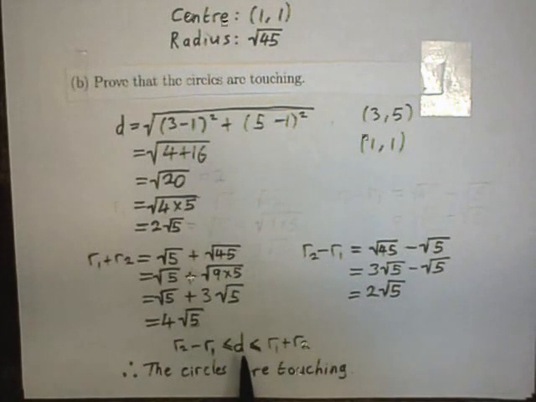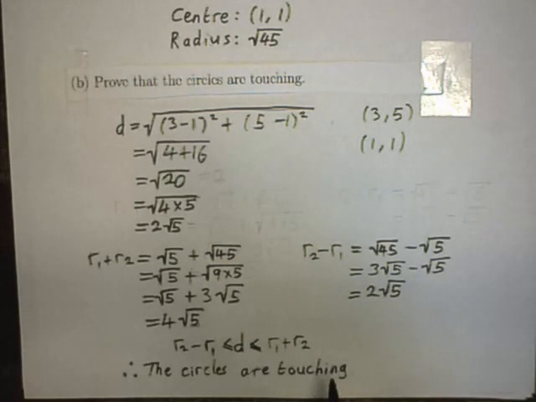So then D, the distance between the two centers, fits our qualifying factors exactly. It's greater than or equal to the difference between the two radii, and it's less than or equal to the sum of the two radii. Therefore, the circles are touching.